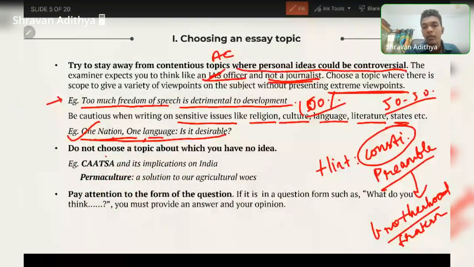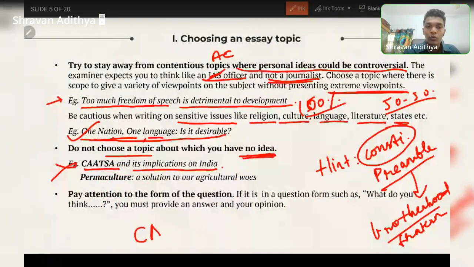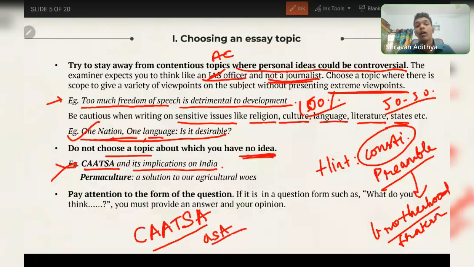And then, do not choose a topic about which you have no idea. For example, CAATSA and its implications on India. If this is a topic in your essay, you can definitely not write it if you have no idea what CAATSA is. CAATSA stands for Countering America's Adversaries Through Sanctions Act. This is the United States of America's act. So you have to know certain background of this act and what implications it might have on India. Only if you know that, you can do that.